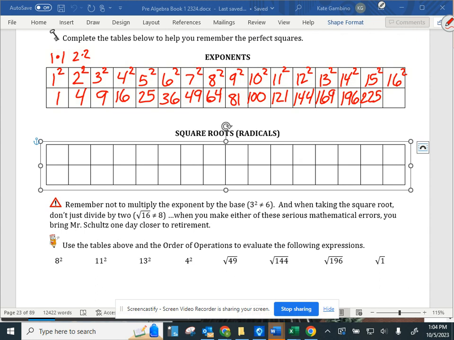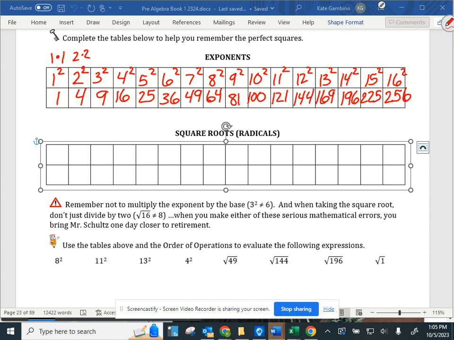It is 2 something or another. 245. No. 236. 256. You guys were close. 256. We will see perfect squares a lot in math.